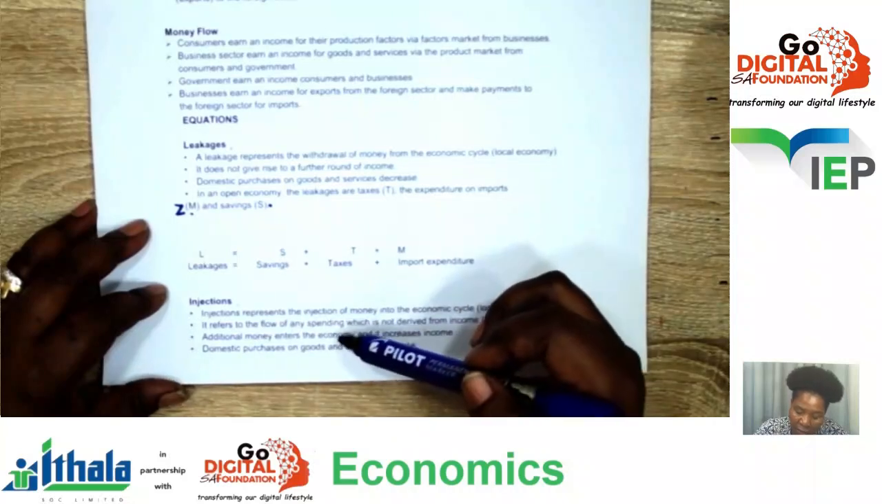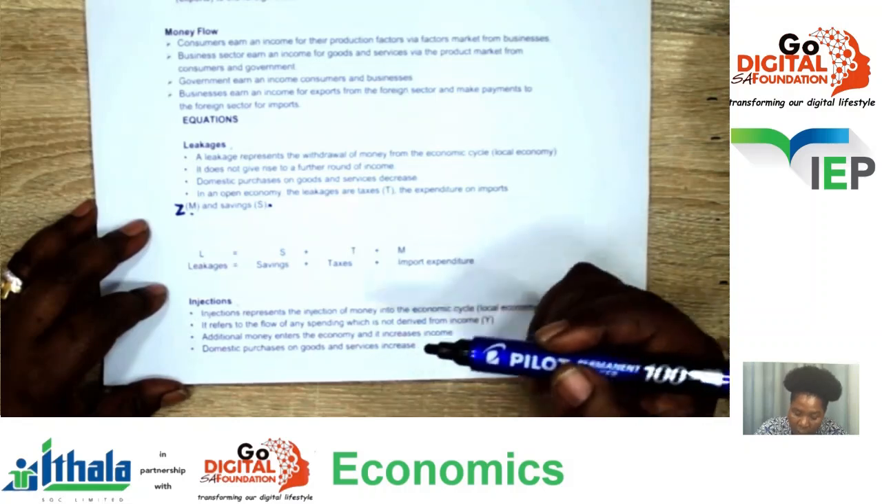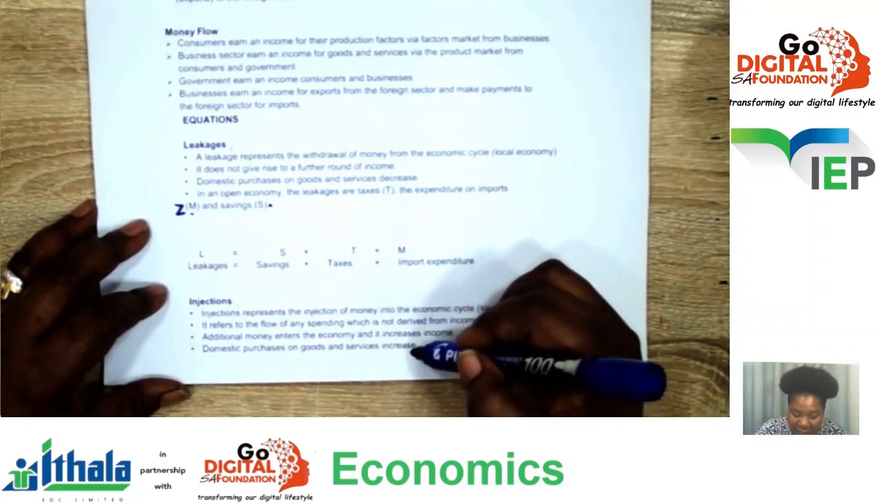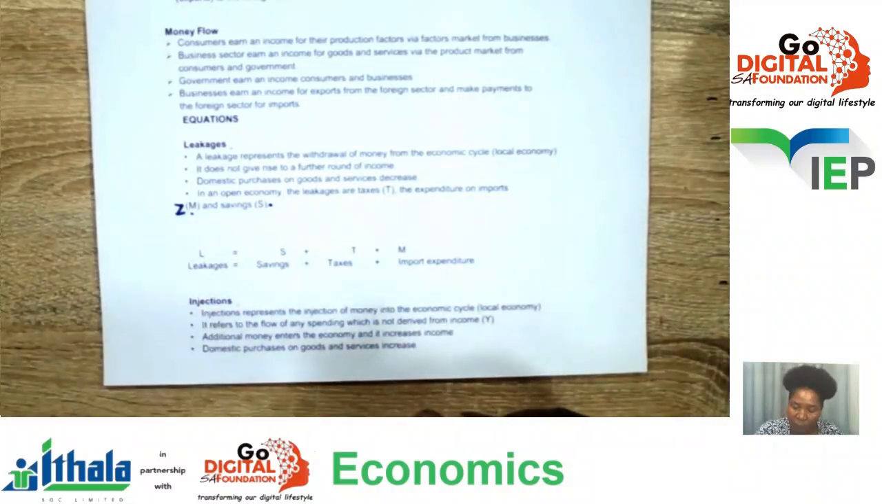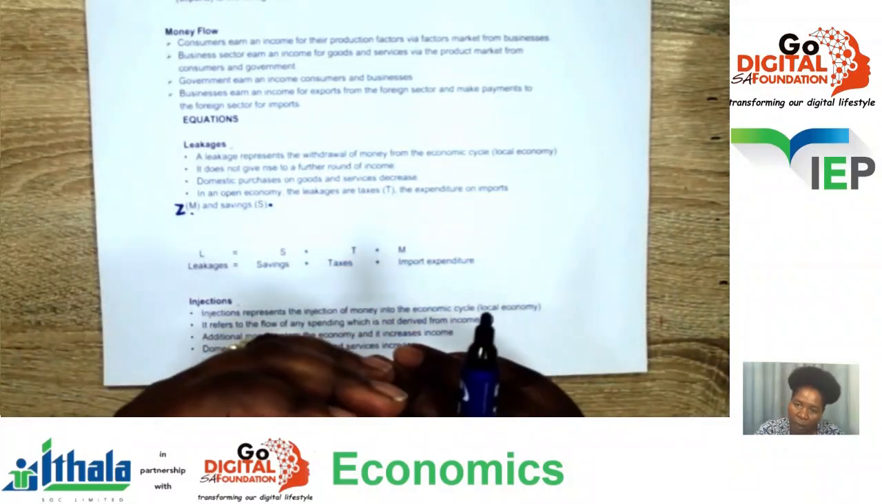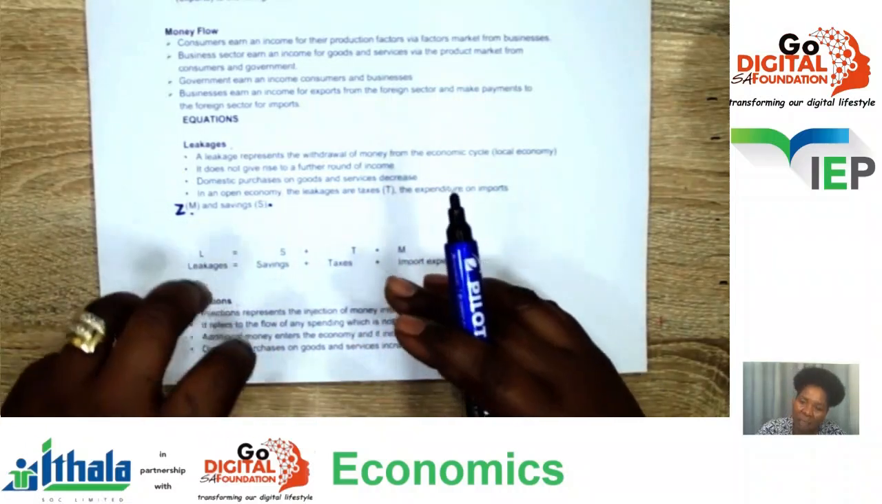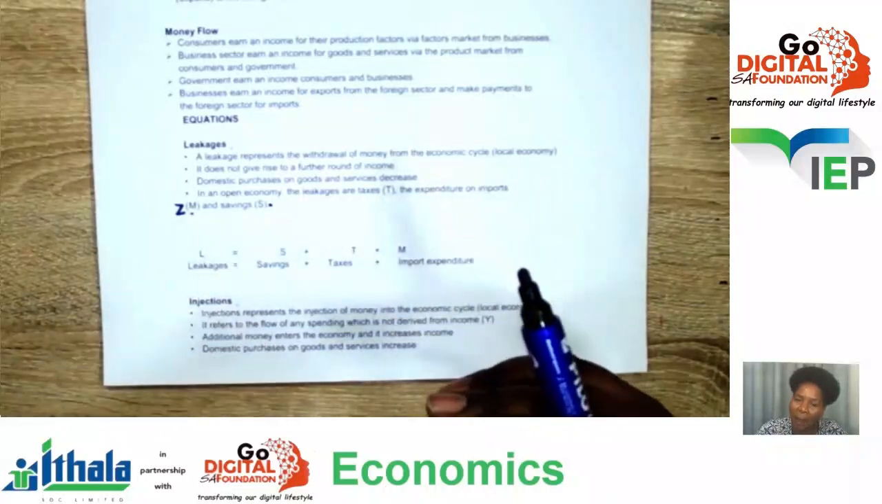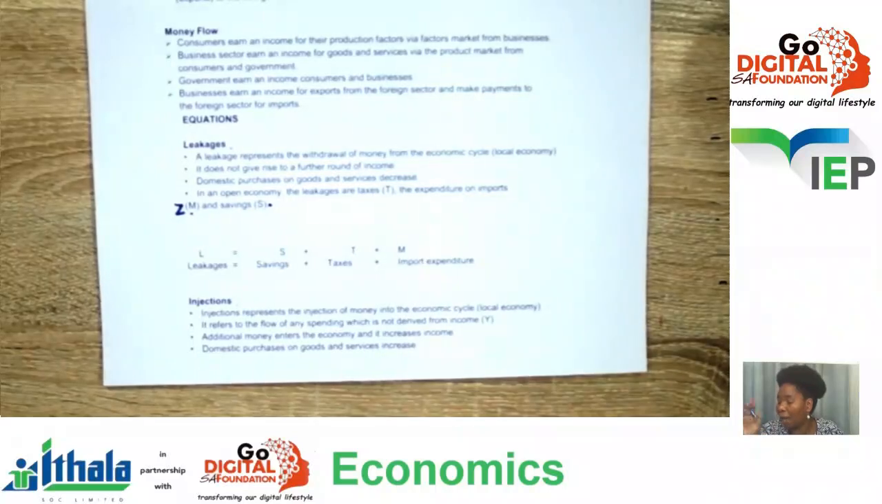An additional money enters the economy and it increases income. Domestic purchases on goods and services increase, which means your aunt, my daughter, gets a job. Because if we buy more domestic goods, it means that we are creating job opportunities for our aunts and our brothers so that they can continue to have job opportunities.